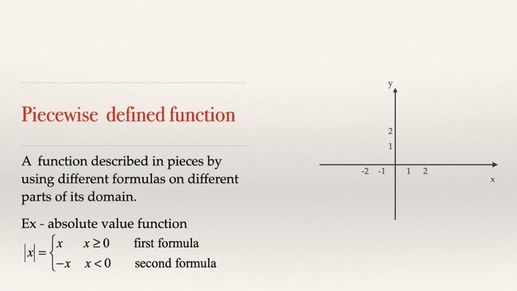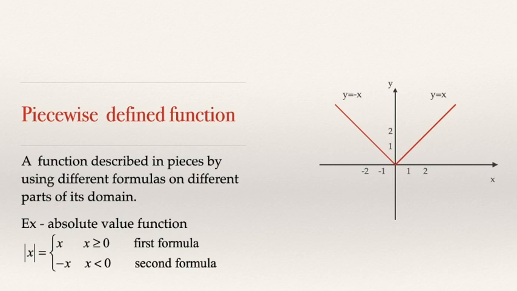Now, when x is greater than or equal to 0, then mod x equals x. Okay, and when x is less than 0, then mod x equals minus x. So now from the graph, can you write the domain of this function?